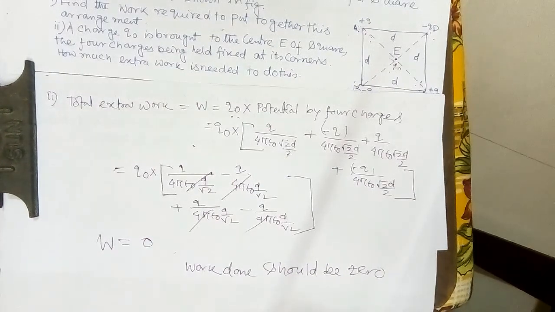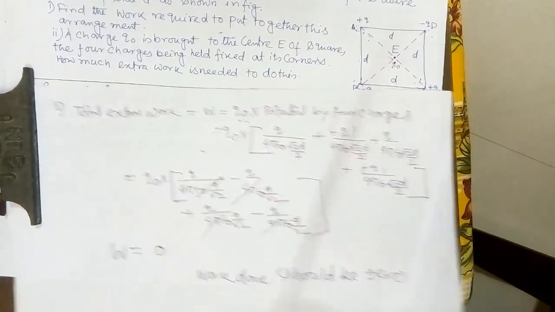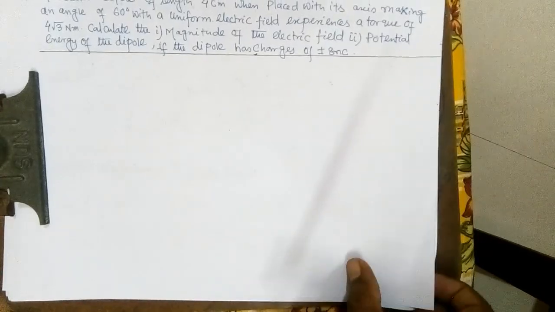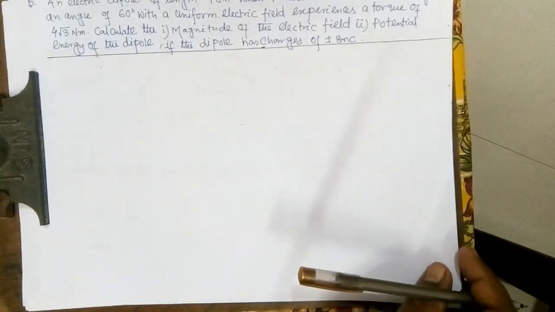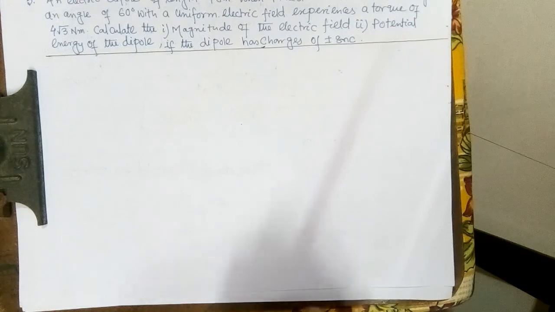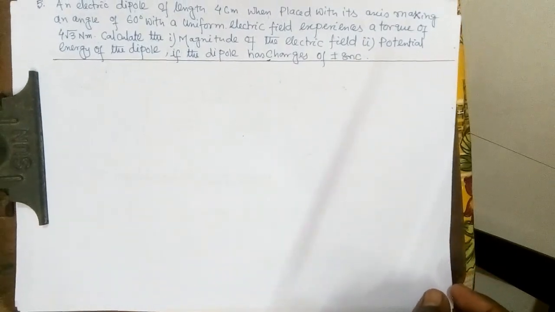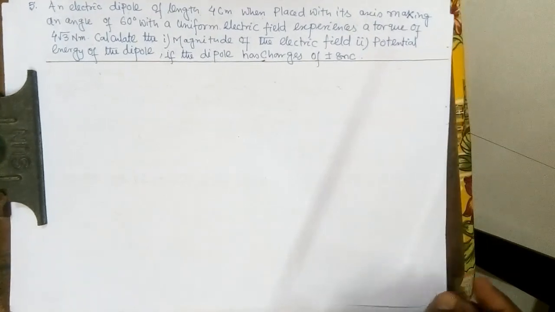Last numerical from this part. I think this type of numericals may come. After that we'll complete the capacitor chapter, and then we go for the numericals of the capacitor. I'm telling you, much numerical will come from capacitor, so you have to practice capacitor very carefully.